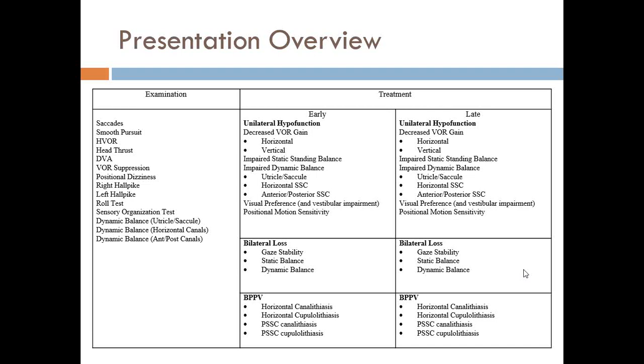DVA is dynamic visual acuity. And that's where you would be sitting a patient in front of an eye chart. Some people call it a Snellen chart, but it's the eye chart which has the various letters which we've all seen before, which helps test our vision.